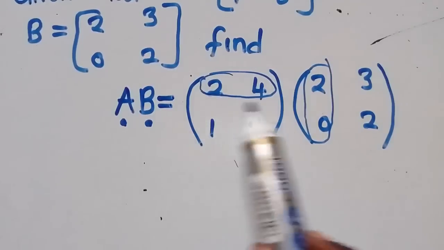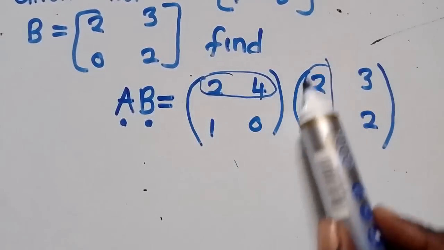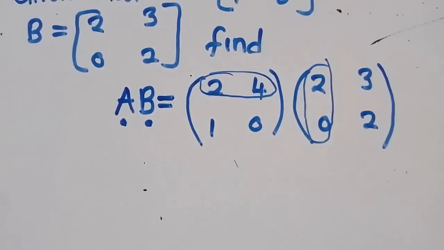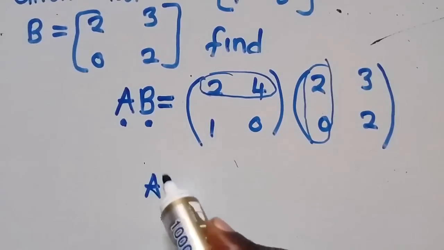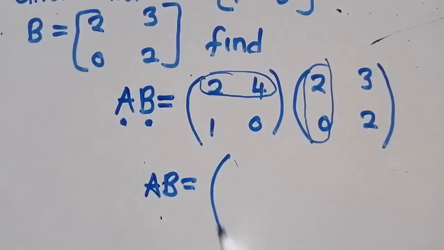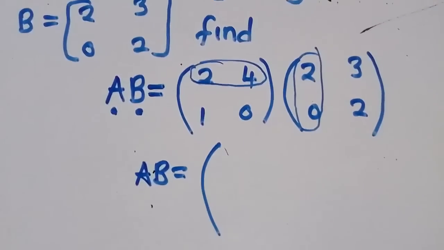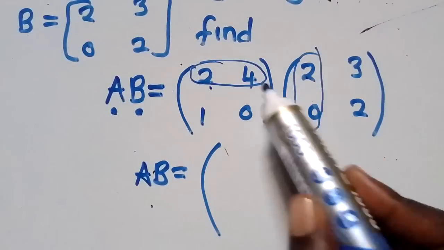You get this row, multiply it against that column. That's what we are going to do. So I'll start. AB now is equal to what? AB is equal to, I say open bracket. See, this one will go with that one. That one will go with that one.